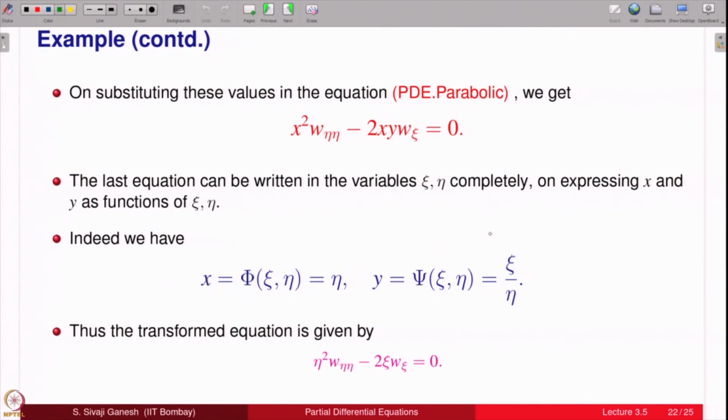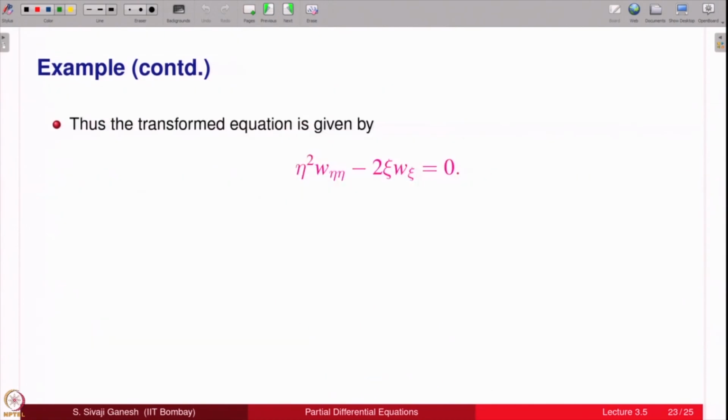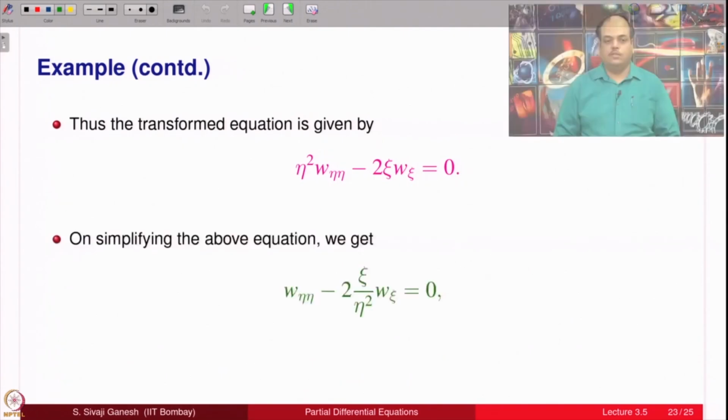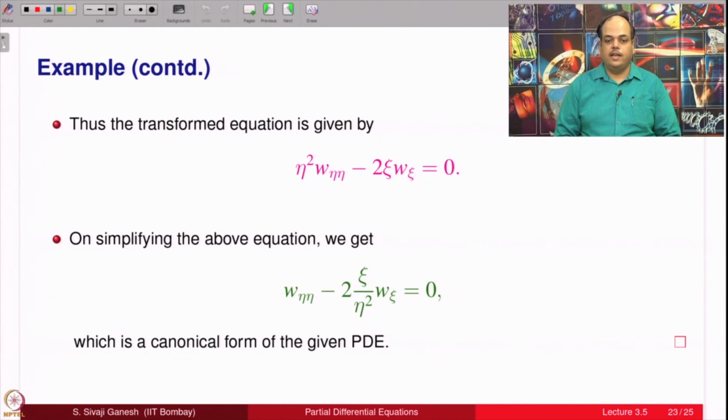So, therefore, the transformed equation will be this, and we want this to be 1. So, divide by eta square. So, we get this expression. So, this is the canonical form of the given PDE. Notice only W eta eta appears, W eta xi or W xi xi do not appear. That is how the canonical form is identified for a parabolic equation.